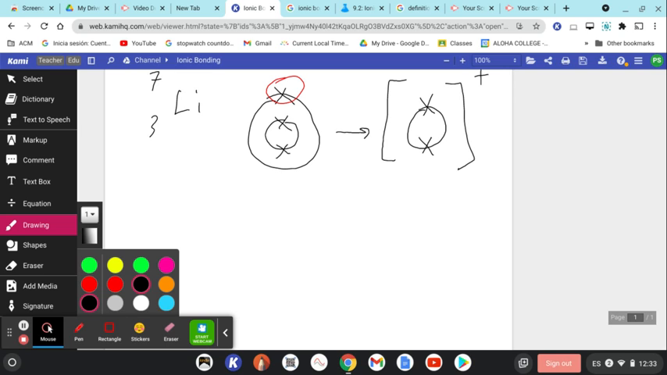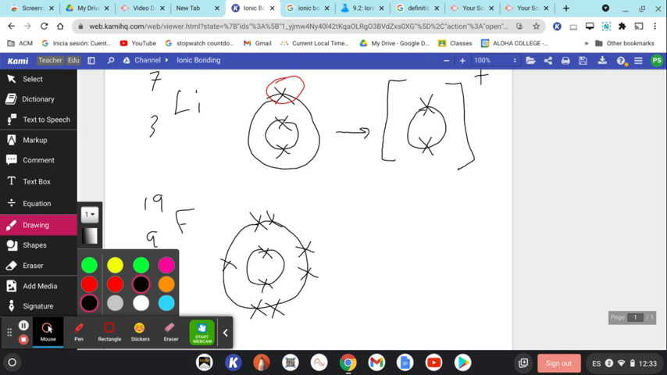So let's take the example of fluorine. Fluorine has 9 electrons in total. So 2 in the first shell and 7 in the outer shell. For fluorine to achieve a full outer shell, it needs to gain 1 electron. And this is where it could potentially get that electron from lithium. So we draw that with red. That lithium electron could be given to fluorine.